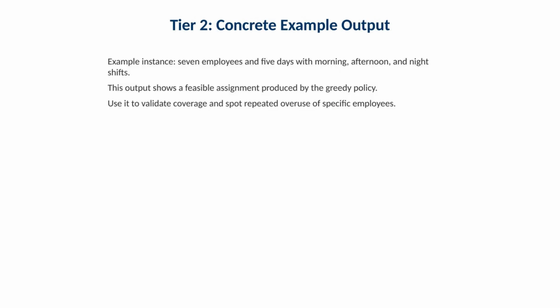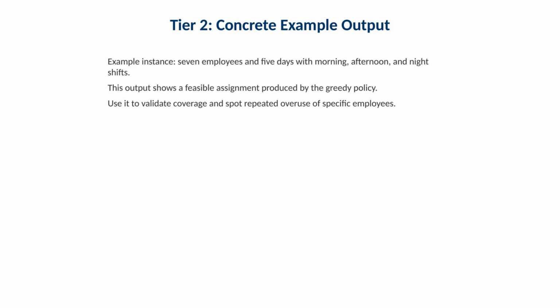This example output corresponds to a 7-employee, 5-day call center with morning, afternoon, and night shifts. The output is a concrete schedule produced by the greedy policy. Operationally, you use this kind of output to audit feasibility and fairness. You check that each day's shifts meet coverage, that required skills appear where needed, that the same person is not repeatedly assigned to unpopular shifts, and that the schedule does not silently violate rest or consecutive day limits.